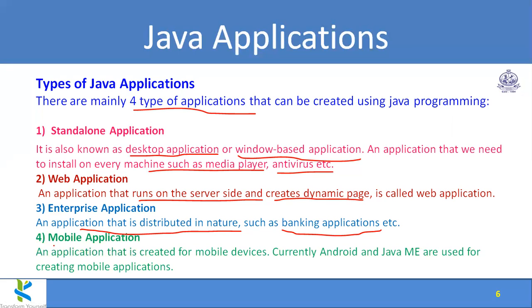And the fourth category of application would be the mobile application. These are especially created for mobile devices. Currently we have Android and Java ME edition that are used to create mobile applications. Using Android, we need a Java environment.